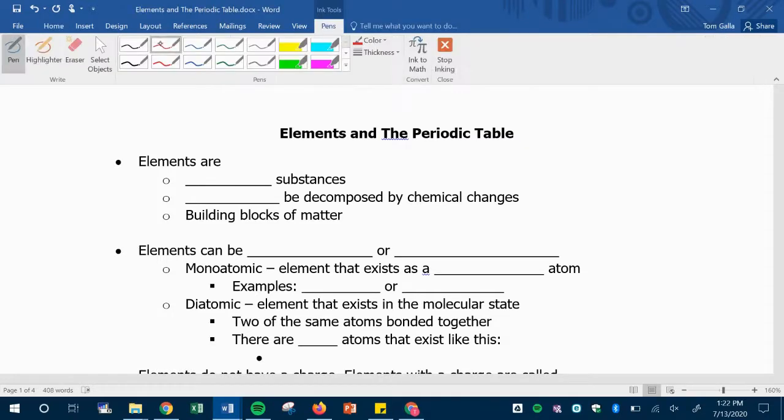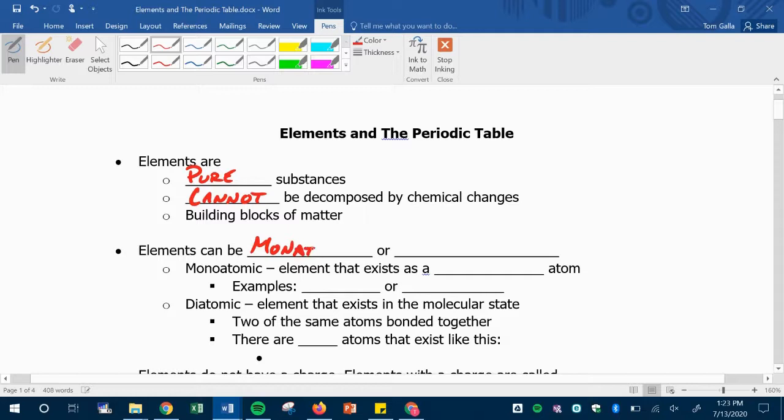And so when we say that they're pure substances, we mean that whenever we're talking about just an element, we consider it a pure substance because it's only that particular element. And with elements, these cannot be decomposed by chemical changes, and these are the building blocks of matter. Now, with elements, there are two big types. Elements can be what we call monatomic or what we call diatomic.